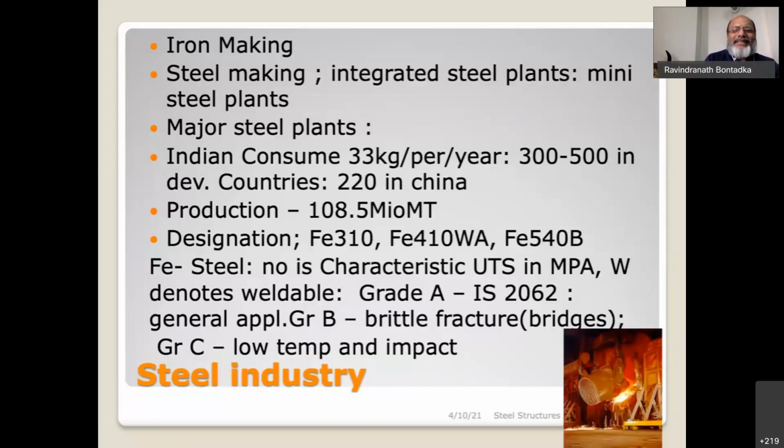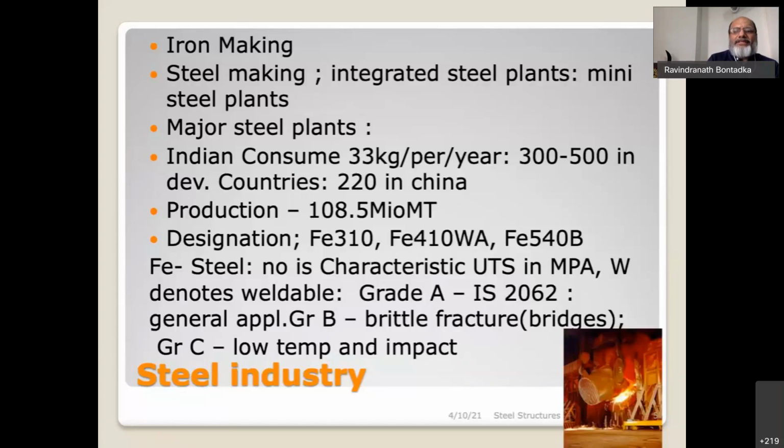What is this Fe? Fe stands for ferrous, or the ferrous material or the steel. The next number, what you see is 310, is the characteristic ultimate strength expressed in MPa. And then whatever you get later on, W denotes the weldability or the weldable grade. And then the A, B, C, what you see there are the grades.